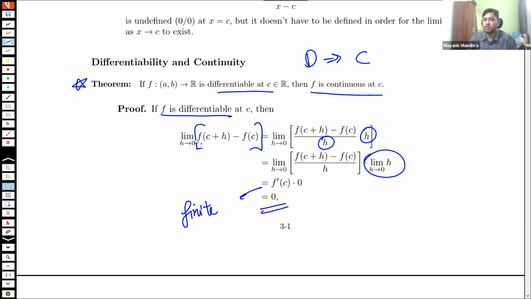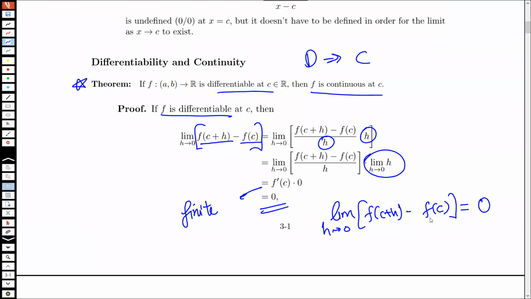So what we have essentially shown is that as h tends to 0, f of c plus h and f of c are the same. We have shown that the limit as h tends to 0 of f of c plus h minus f of c is equal to 0. So the limit of f of c plus h is equal to f of c, and the function is basically continuous. So this is a direct proof.